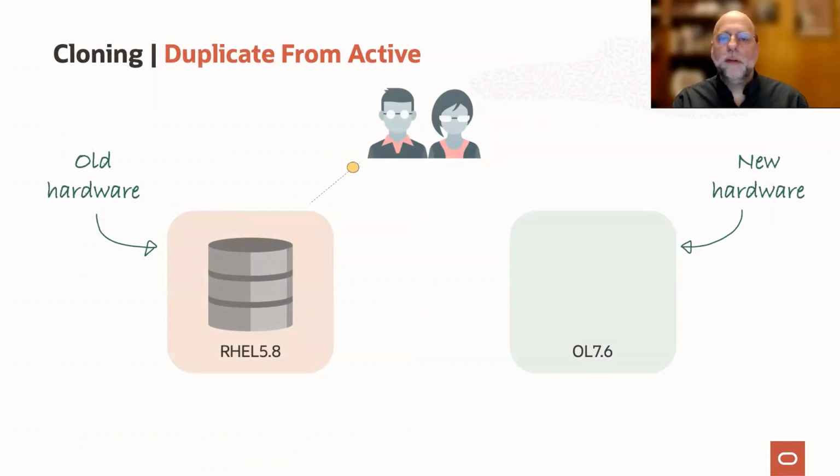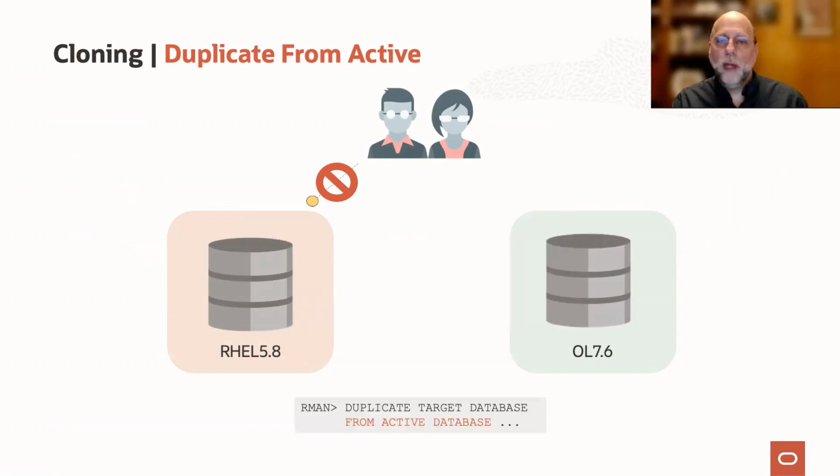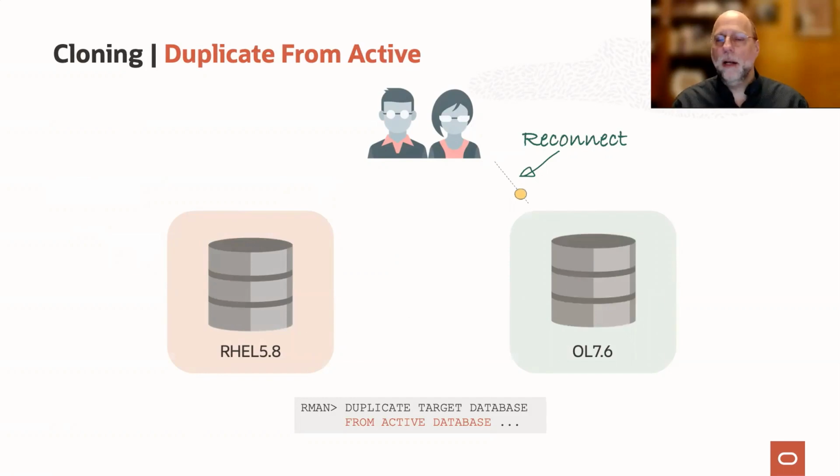Let's say you have your users connected to your original database on your old hardware, and you've got your nice new server in with a new version of Linux on it. The first step when you're doing a duplicate from active database is we're going to have to disconnect those users. Now the database is up and running. We can issue that one command in RMAN, duplicate target database from active database, and that will copy the entire database over the network and instantiate it on our new server as we've connected to it over there. Once that database is instantiated, then we can connect our users again.